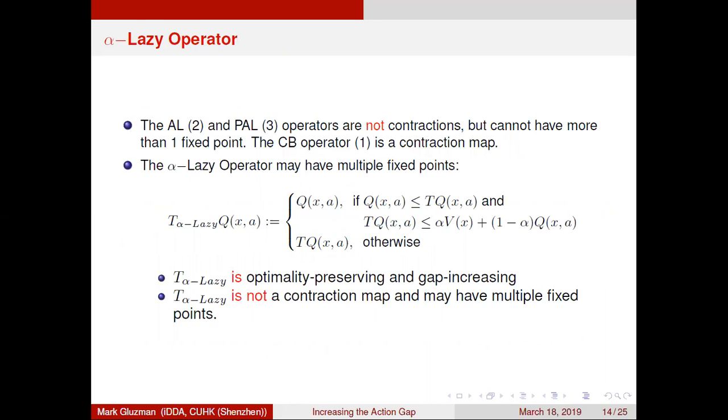So one can prove that these two operators, advantage learning and persistent advantage learning, are not contractions, but we can also prove that they cannot have more than one fixed point. The consistent Bellman operator has a contraction property, so it has better converging properties. But these two operators are not contractions. Moreover, in the paper they were able to construct what they called an alpha lazy operator that may have multiple fixed points, but this operator is still optimality preserving and gap increasing.